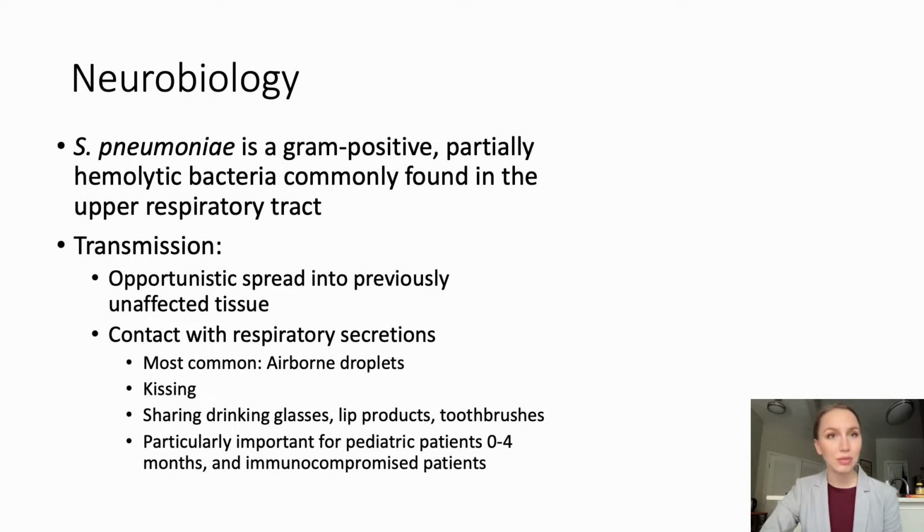Transmission is often by respiratory droplets, but can also be transmitted from any type of exchange of respiratory secretions, including kissing, sharing drinking glasses, lip products, and toothbrushes. This is particularly important for pediatric patients from ages 0 to 4 months. Kissing infants on the mouth or cleaning pacifiers or the nipple of a milk bottle with your own mouth can transmit the bacteria, and without a fully functioning immune system, infants are more susceptible to infection.